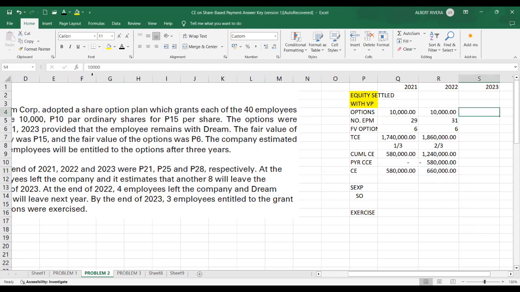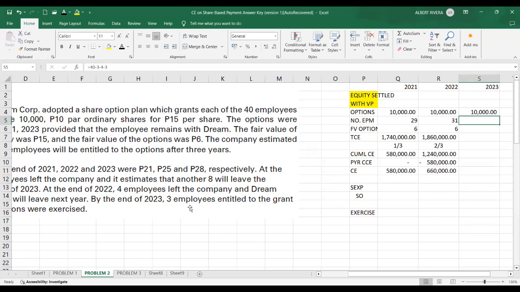Then we have 2023, which is the end of the vesting period. This is now 10,000, and the number of employees now is 40 initial, minus the number of employees who left in 2021, which is 3, the number of employees who left in 2022, which is 4, and minus the number of employees who left in 2023, or at the date wherein the options can be exercised.